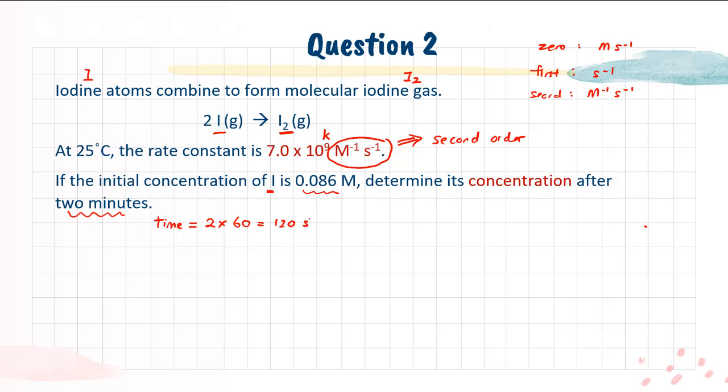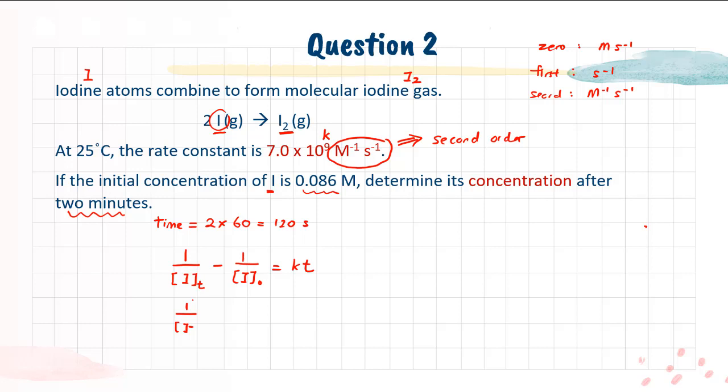For this second order, in order to know the final concentration, we need to choose the formula for second order, the integrated rate equation for second order. So [I] at time t. Remember in your equation we have A, which is general. Now we have a specific reactant, iodine atoms. So 1 over [I]t minus 1 over [I]0 equals kt. Just substitute the values into this integrated rate equation.